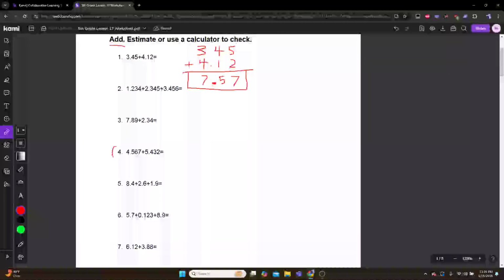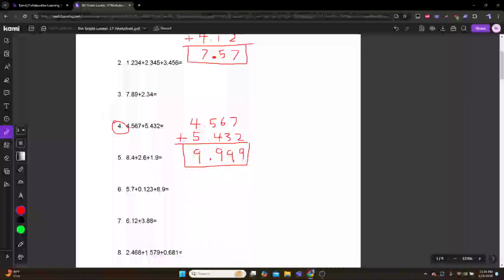Okay, let's try number 4. 4.567 plus 5.432. So we line up the decimal points, and then we add them up. So 7 plus 2 is 9, 6 plus 3 is 9, 5 plus 4 is 9, and then bring the decimal point down, and 4 plus 5 is 9. So the answer is 9.999. And if we want to estimate this, 4.5 rounds to 5, and 5.4 rounds to 5. So 5 plus 5 is 10, and 9.999 is very close to 10. So we could verify this.